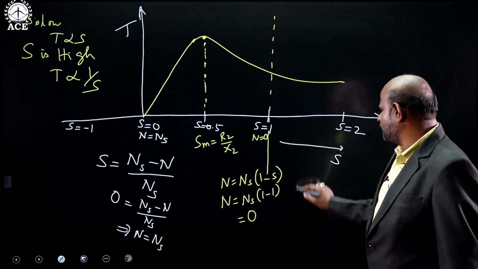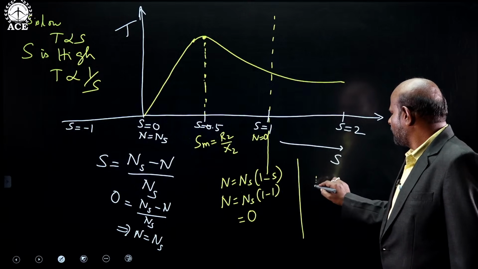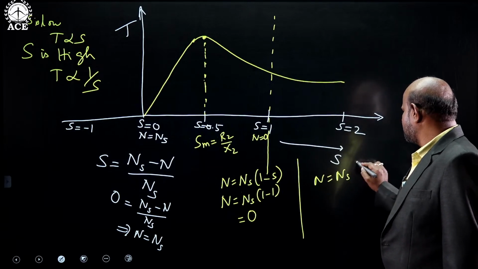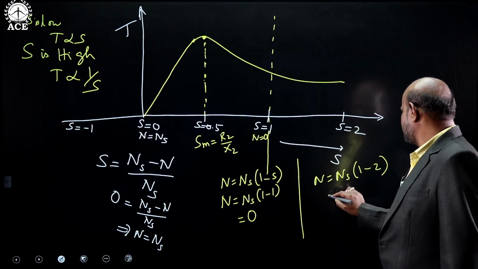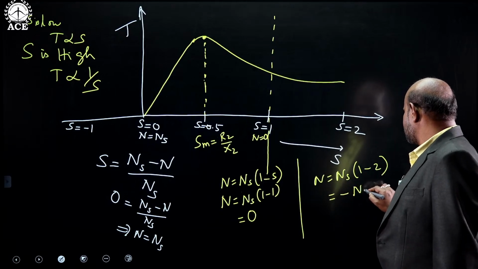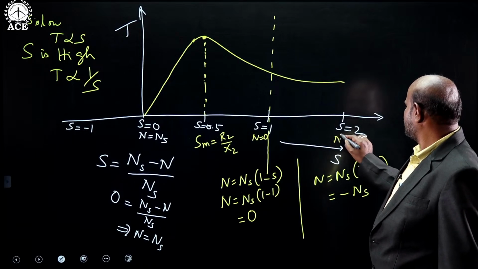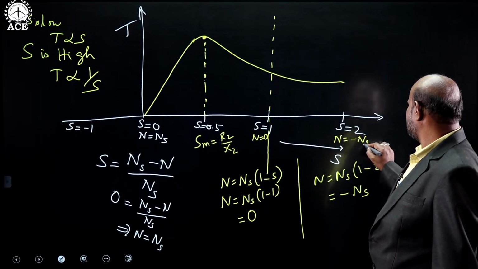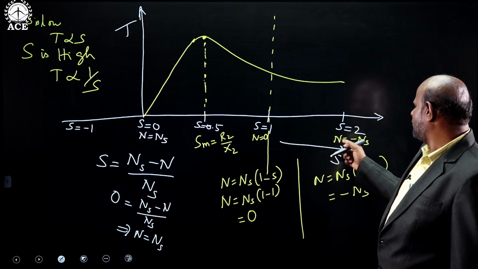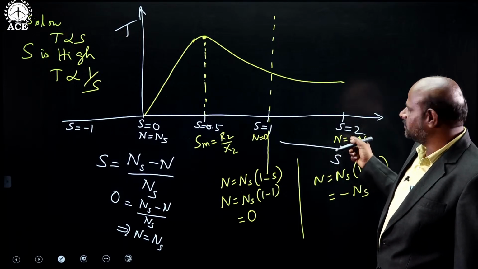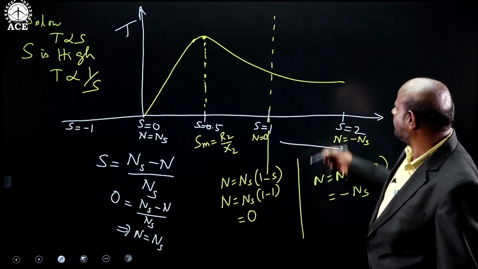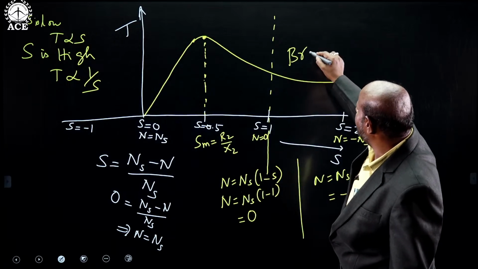When slip is 2, n is equal to ns into 1 minus 2, so minus ns. N is equal to minus ns. So whenever the motor speed is reversing, this condition is called braking. This region is called the braking region.